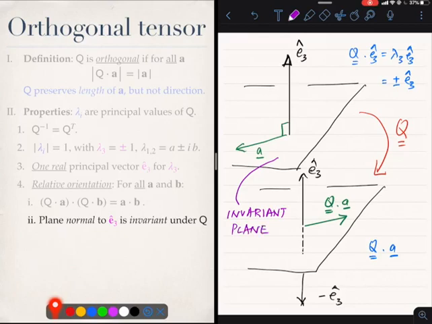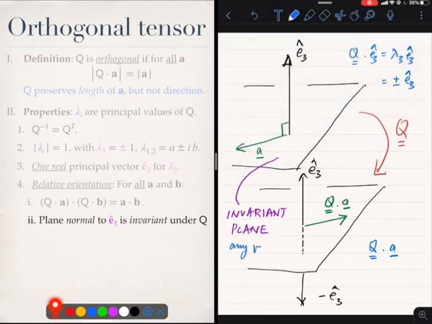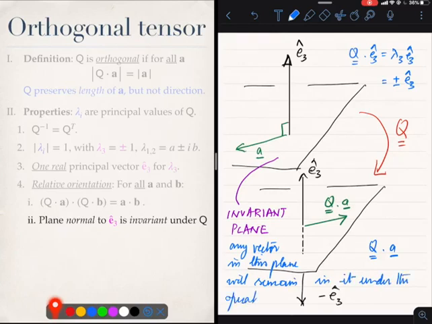Okay, any vector in this plane will remain in it under the operation of Q. Okay, hence called the invariant plane.